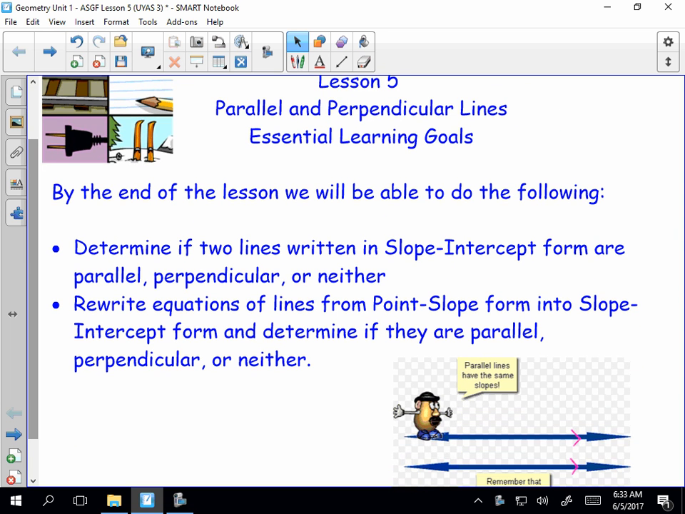Our essential learning goals: by the end of the lesson, determine if two lines written in slope-intercept form are parallel, perpendicular, or neither. Rewrite equations of lines from point-slope form into slope-intercept form and determine if they are parallel, perpendicular, or neither.